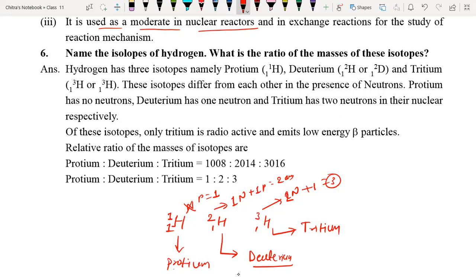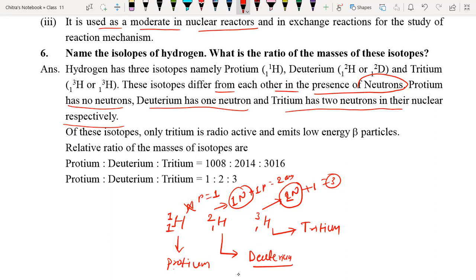So these isotopes differ from each other in the number of neutrons only. In the first we do not have any neutron, in the second we have 1 neutron, and in the third we have 2 neutrons. Only this is the difference between these three isotopes. So protium has no neutron, deuterium has 1 neutron, and tritium has 2 neutrons in their nucleus along with a proton.